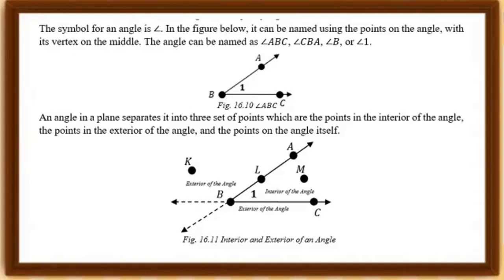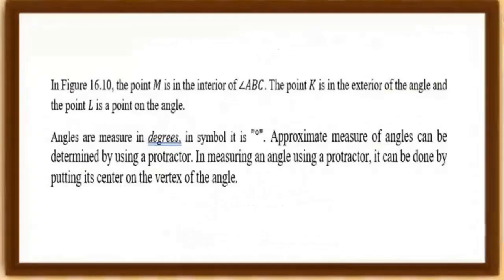An angle separates a plane into three sets of points, which are the points in the interior of the angle, the points in the exterior of the angle, and the points on the angle itself, like in the figures that we have. In the figures, point M is in the interior of angle ABC. The point K is in the exterior of the angle, and point L is a point on the angle.